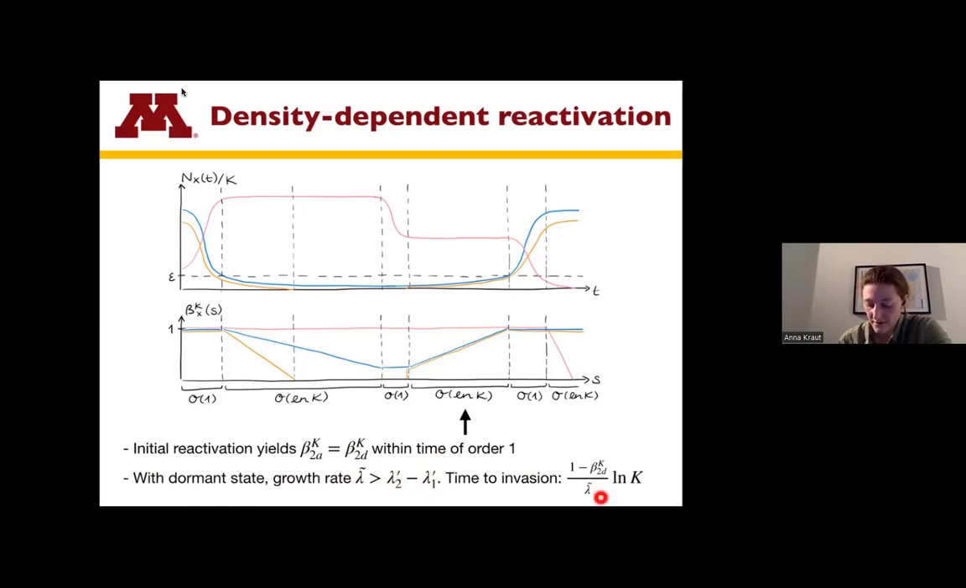So if we look at the time to invasion of the type 2 cells, we get a higher initial condition here, which decreases the distance that we need to make up. And it also increases the rate of growth, so the slope of these lines, to arrive at a population of order K again.